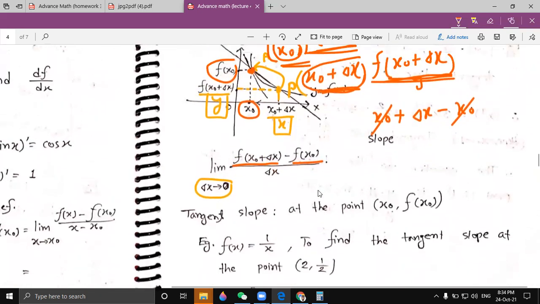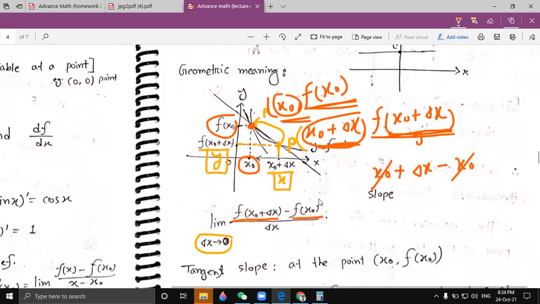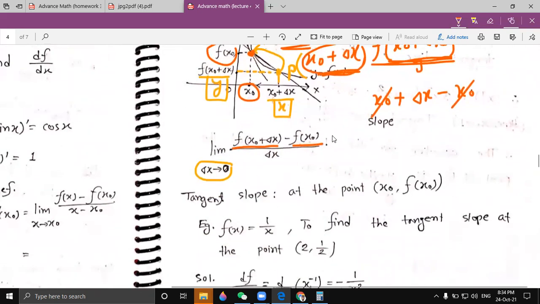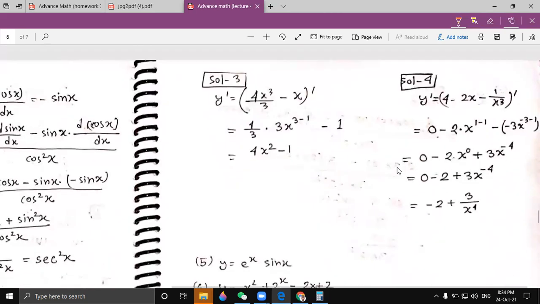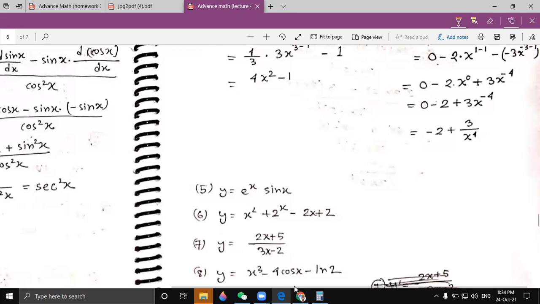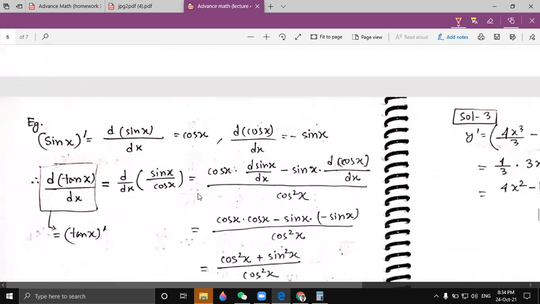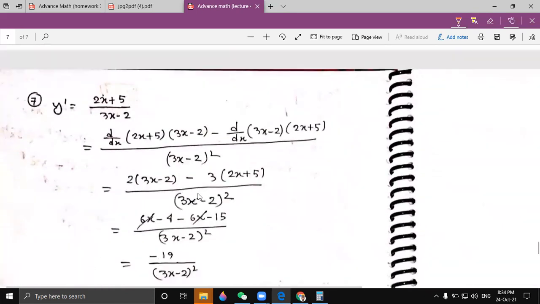So this way we represent a graph using limit. And this is f of x naught. Maybe I have written the definition somewhere else also.